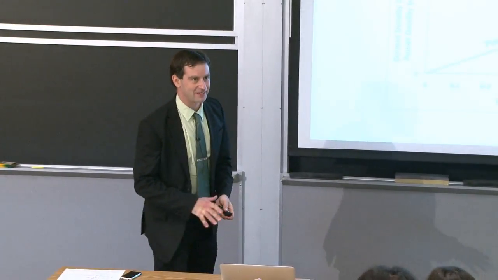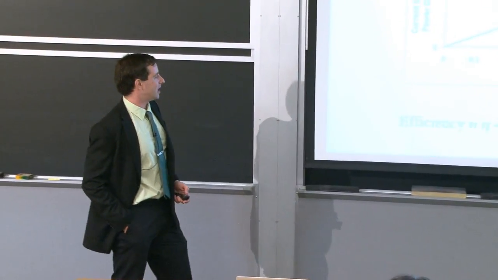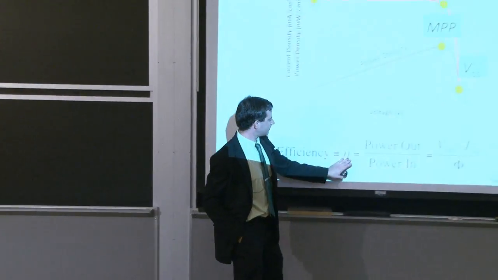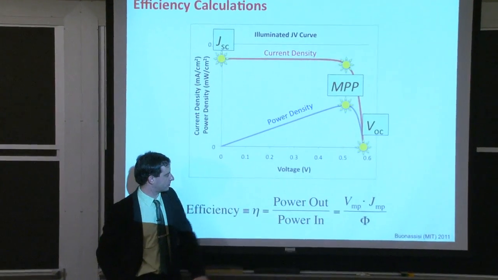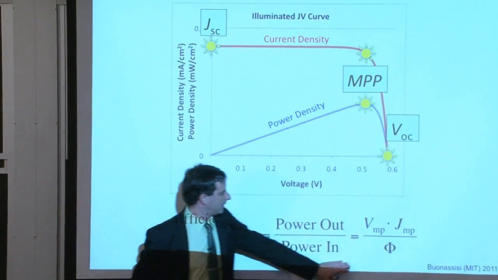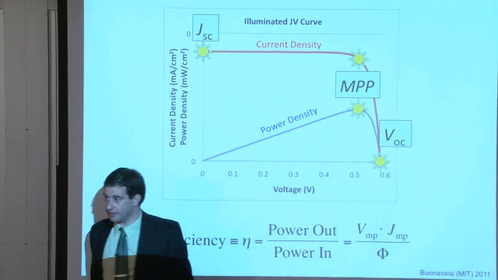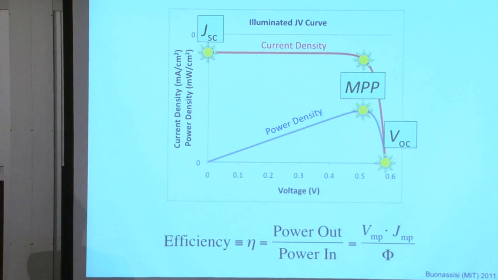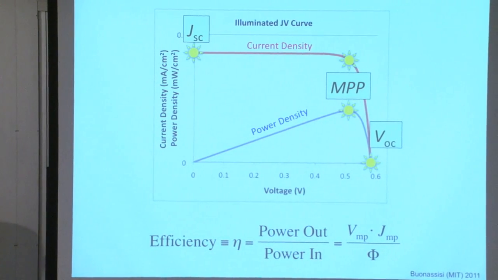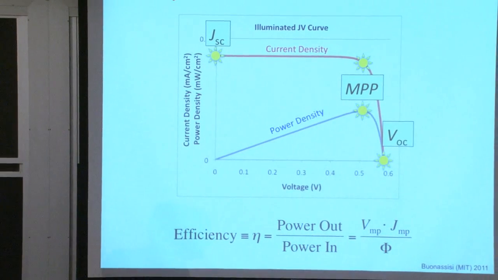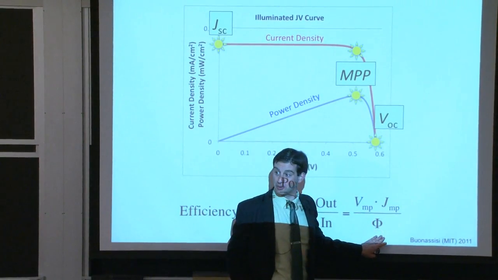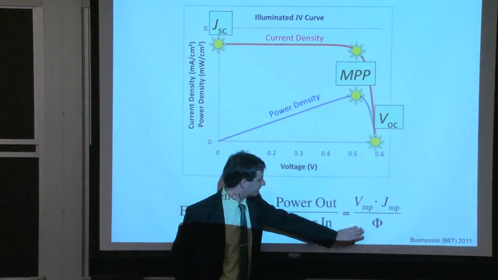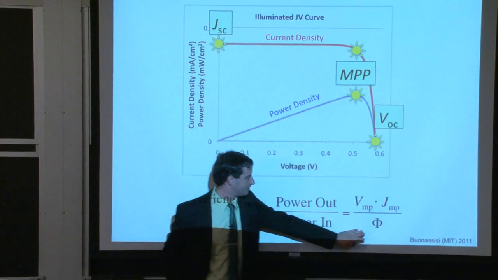Cool? All right, so let's continue moving on. The efficiency of the solar cell, eta, this Greek letter eta, is our power out versus power in. Our power in is the illumination intensity, given in units of watts per meter squared. We calculated this in our very first homework assignment and realized that the AM 1.5 spectrum is around 1,000 watts per meter squared. So that's our input power right here.